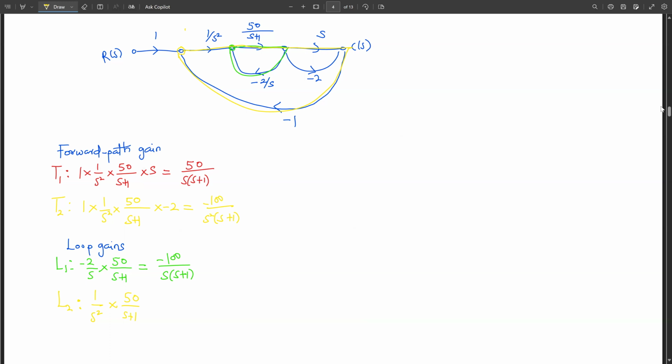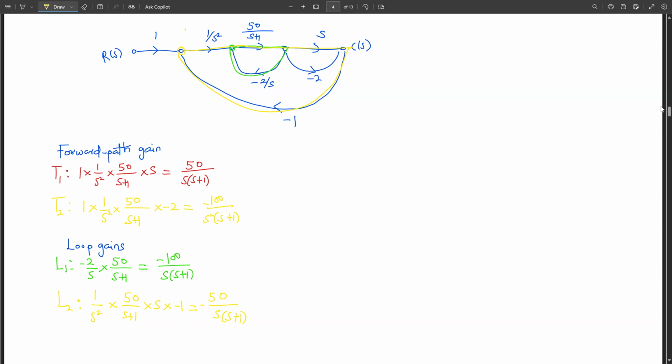S plus 1 multiplied by s multiplied by minus 1. It gives me one of the s's cancels the s's here. I get 50 minus 50 over s plus 1.